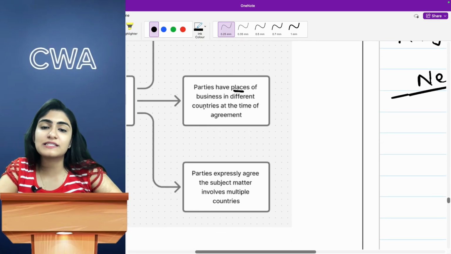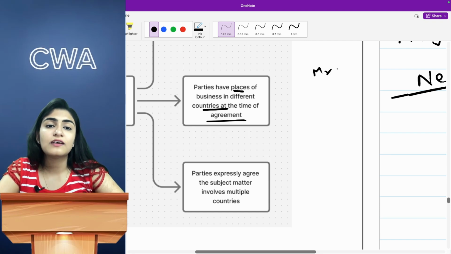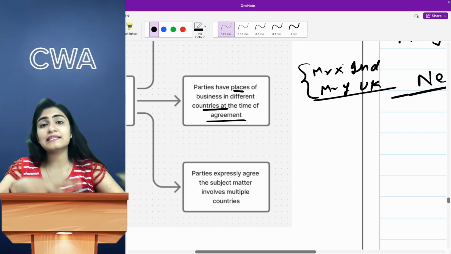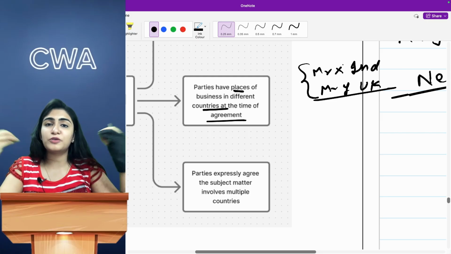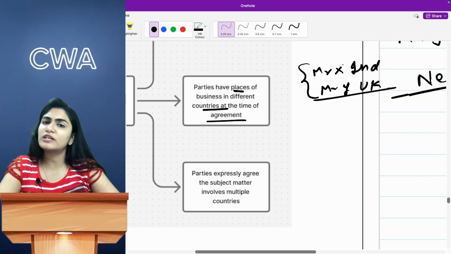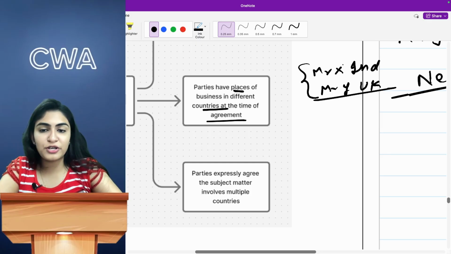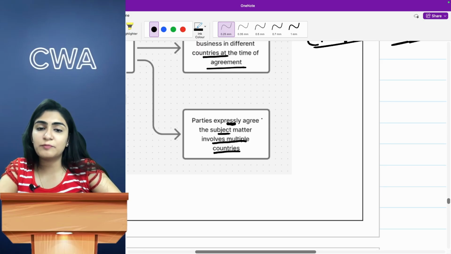Parties have their place of business in different countries at the time of the agreement, which is obvious. Let's say Mr. X resides in India and Mr. Y resides in UK. In such a scenario, both the parties belong to, or are residents of, different countries. In such a case, this becomes an international arbitration agreement, or the parties expressly agree the subject matter involves multiple countries.